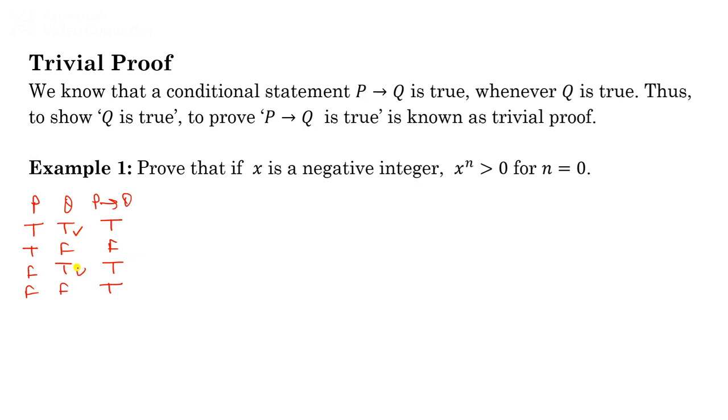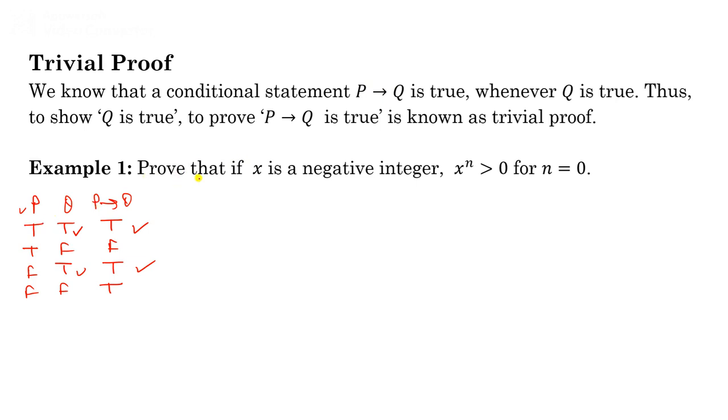So if you check this truth table, look at this. In these two cases, whenever Q is true, meaning the conclusion is true, P implies Q is also true. Means whenever the conclusion is true, no need to check the truth value of P. So this is known as trivial proof. Whenever Q is true, P implies Q is already true. No need to check the truth value of P. This proof is known as trivial proof.